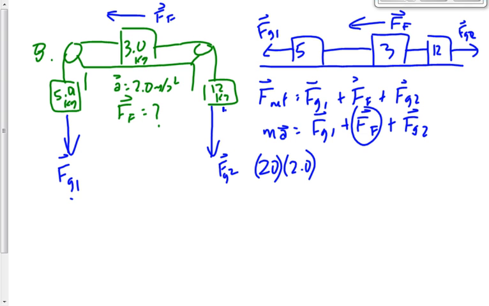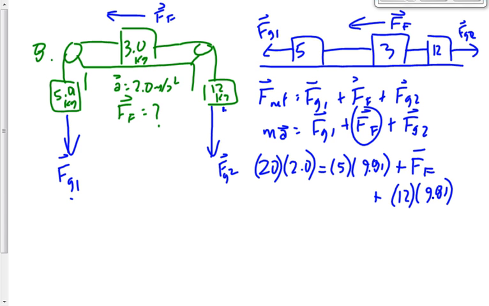Now, the acceleration is given to me as 2.0 meters per second squared. We can look at this diagram and say it's going to the right in my new free body diagram, so it's going to be a positive 2.0 meters per second squared. FG1, well, it's a force of gravity. It's going to be 5 times 9.81, right? Plus FF plus FG2, which is going to be 12 times 9.81.